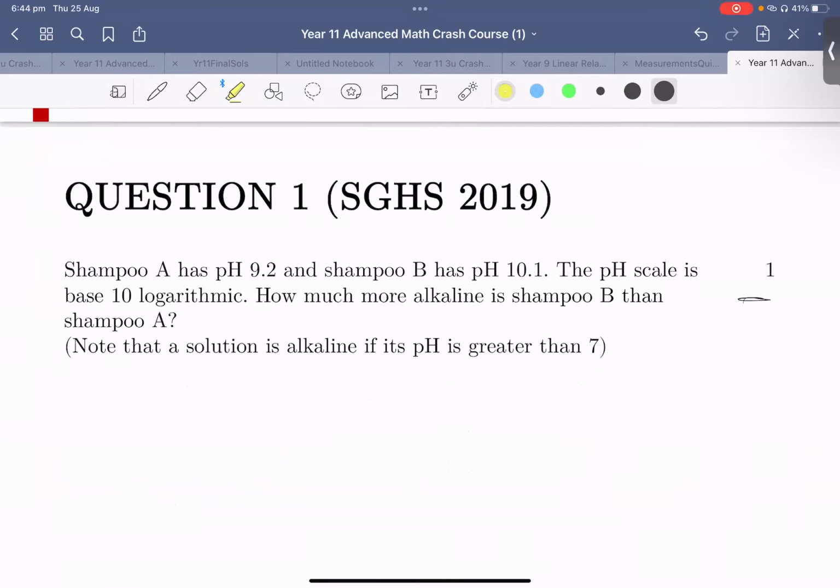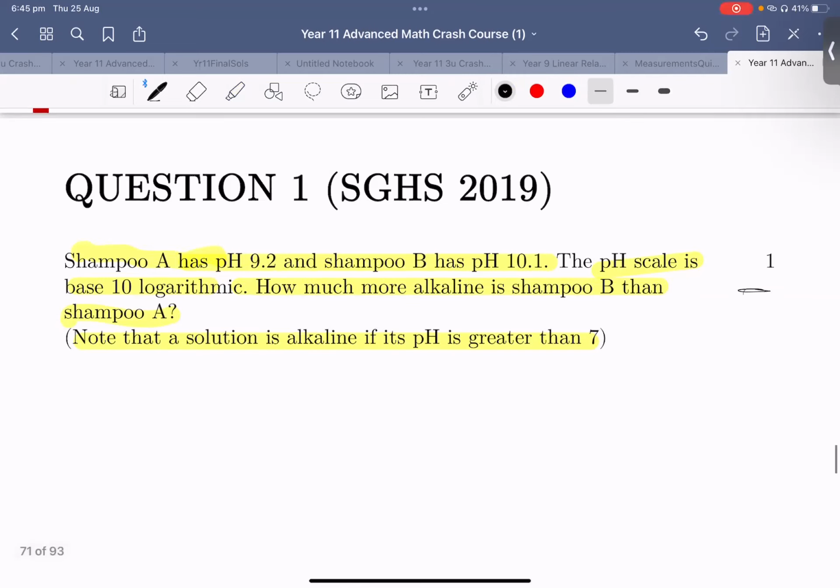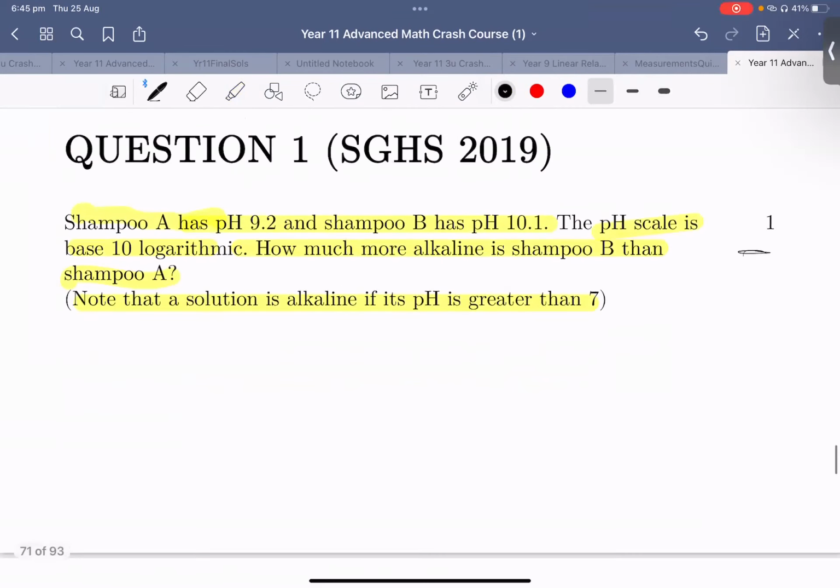If you do chemistry right now, you know that the pH is a logarithmic scale. All right. So shampoo A has a pH of 9.2 and shampoo B has a pH of 10.1. The pH scale is base 10 logarithmic. How much more alkaline is shampoo B than shampoo A? It notes here that a solution is alkaline if pH is greater than 7. In my opinion, this question only benefits those who do chemistry, but for those who do not, we'll go through it right now.